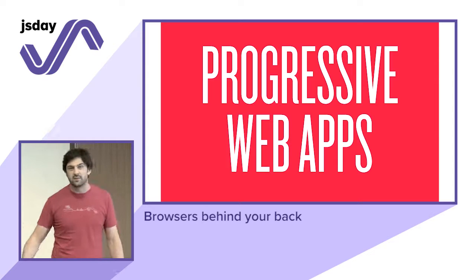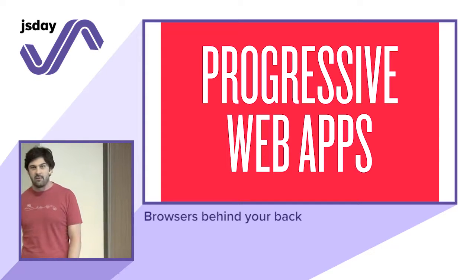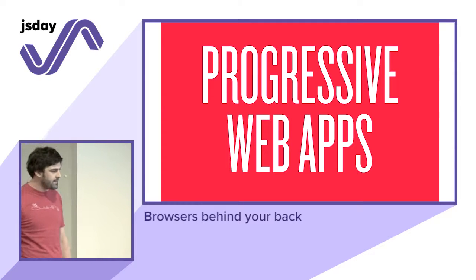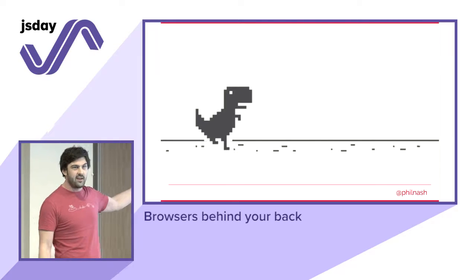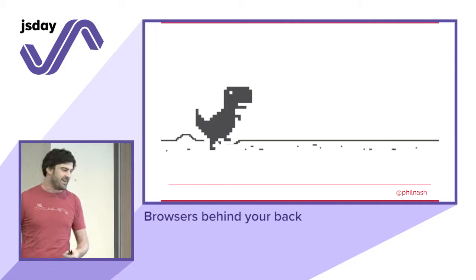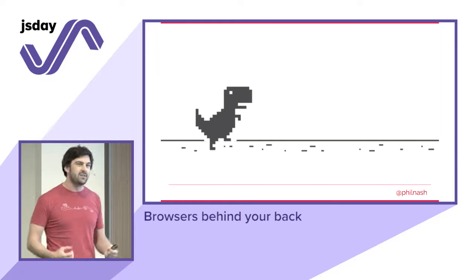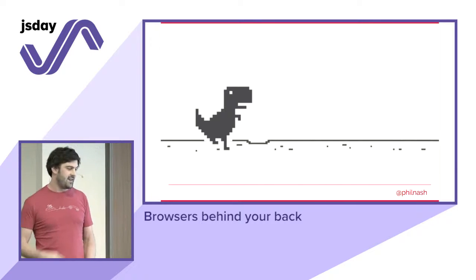Well, we've been working on these things called progressive web apps, and I hope you've heard of this term before, and I'm sure you'll hear more about it later in the conference from Ada. These progressive web apps, the idea is that we can kill this guy. So we never have to see this dinosaur again. We never have to play the game again. We never have to watch him trip over cactuses over and over again, just because we dropped out of signal. We had a bad connection.